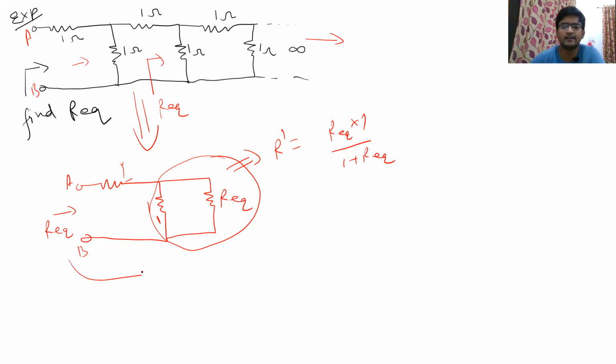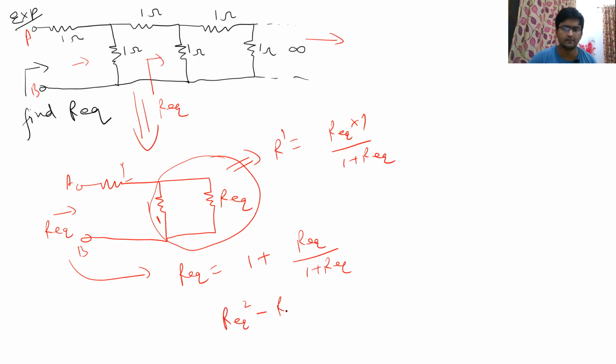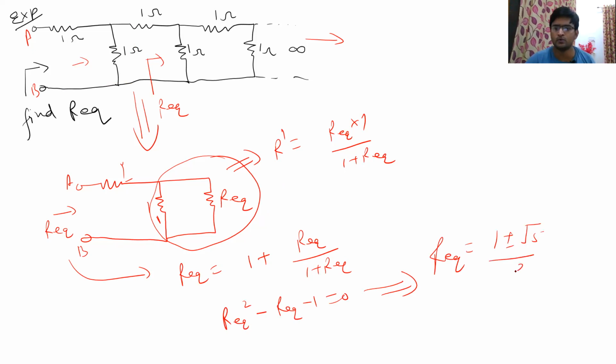So finally we can say that R equivalent is equal to 1 plus R equivalent upon 1 plus R equivalent. After rearranging this, we will get a quadratic equation: R equivalent square minus R equivalent minus 1 is equal to 0. When you solve this quadratic equation, you will get R equivalent equal to 1 plus minus root 5 by 2. But if we take the minus value, the resistance will be negative, so we will take only the positive case. So our answer is 1 plus root 5 by 2.